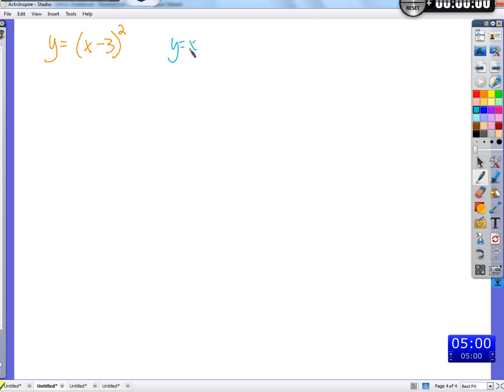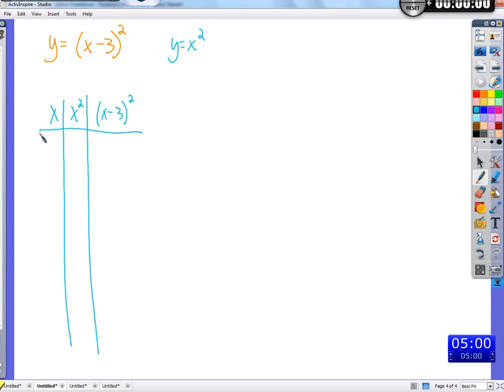Let's look at y equals x squared, and we'll look at a table for both. Here's x squared, and here's x minus 3 squared. And we'll start, say, at maybe negative 2, negative 1, 0, 1, 2, 3. So we put negative 2 into x squared, what do we get out? Negative 2 into x squared, get 4. So negative 2 squared is positive 4. Negative 1 squared, 1. 0 squared, 0. 1 squared, 1. 2 squared, 4. 3 squared, 9.